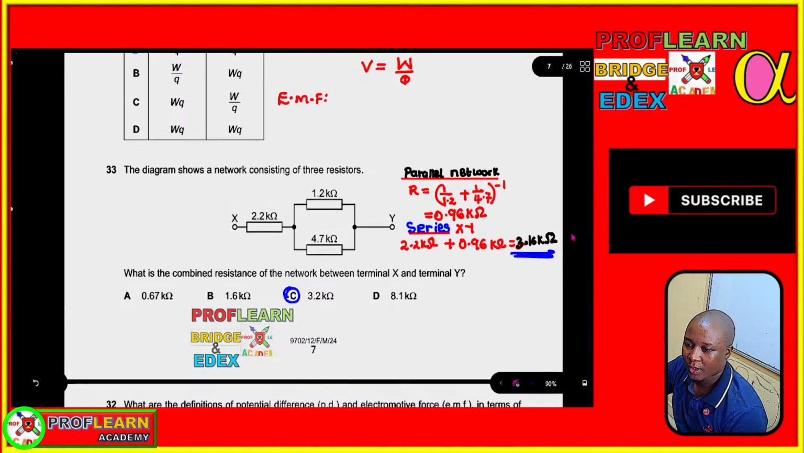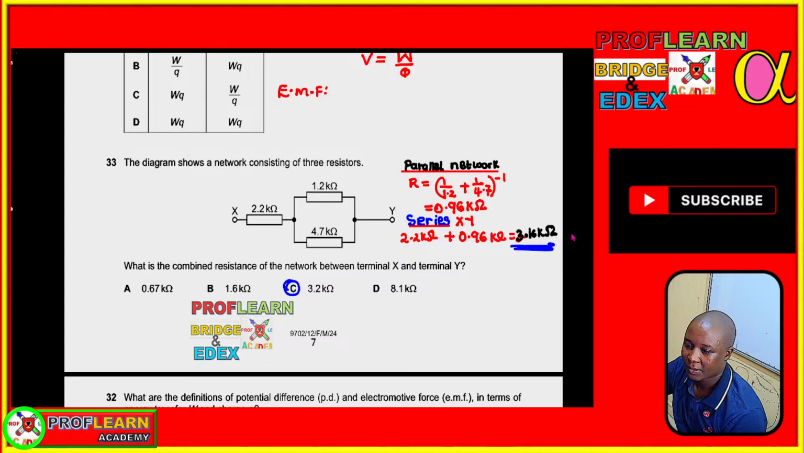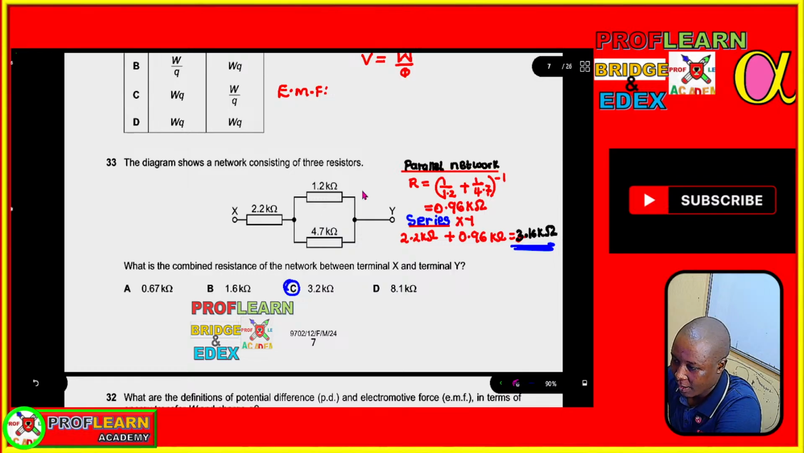The diagram shows a network consisting of 3 resistors. What is the combined resistance of the network? Something you want to realize is that this one is parallel, so I will use the formula I told you I'd be using. I'll say 1 over 1.2 plus 1 over 4.7, because these two are parallel, raised to power -1 to get the answer directly.